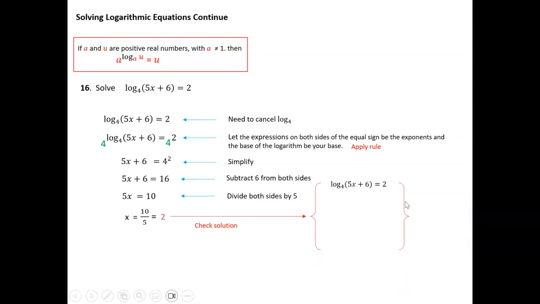So if we plug in 2 for the x's, it's going to give us log base 4 of 16. Here, you can put it in the calculator, guys. As a change of base, you're going to put log of 16 divided by log of 4. And it should give you 2. On the left side, we apply the change of base. So the answer is 2.